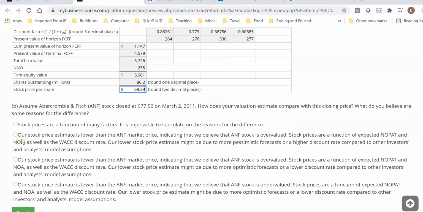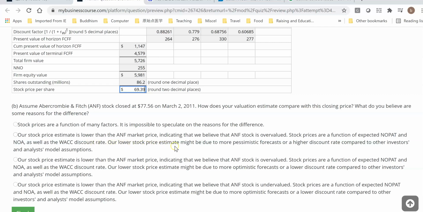So then the second choice is our stock price estimate is lower than the ANF market price, indicating that we believe that ANF stock is overvalued. So far, so right. Stock prices are a function of expected NOPAT and NOA. This is true because NOPAT and NOA determine FCFF as well as the WACC discount rate. And this is also true because this is the discount rate in the discounted cash flow model.